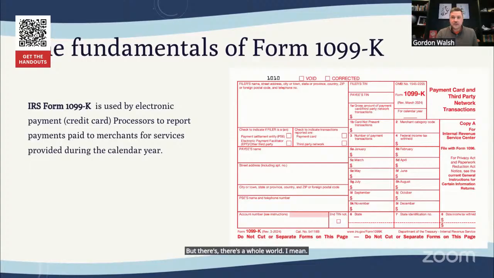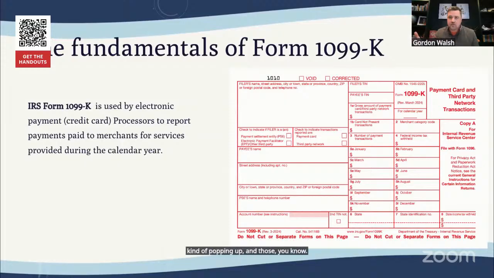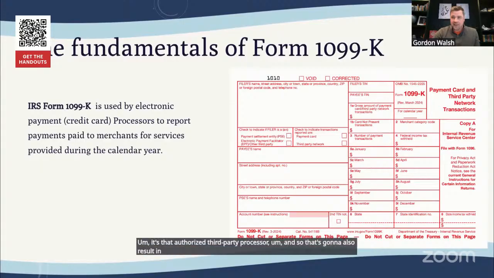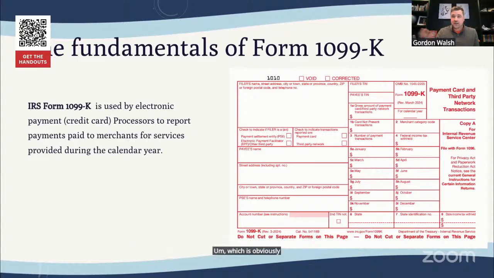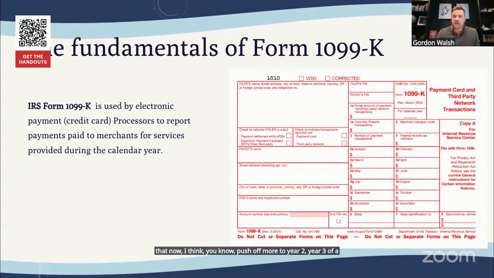Every week there are new marketplaces popping up, whether it's online gaming or physical goods, processing payments from a buyer to a seller within that marketplace environment. That's an authorized third party processor, and so that's going to also result in that K. For the startups, there's great news with the One Big Beautiful Bill Act reverting back to the pre-2023 legislation of $20,000 and 200 transactions. So many of those smaller ones, when it was going to be $600 with no transaction minimum, would have been pinged with having to issue a ton of 1099s. Now I think that gets pushed off more to year 2, year 3 of a startup in that marketplace environment, making life a little bit easier.